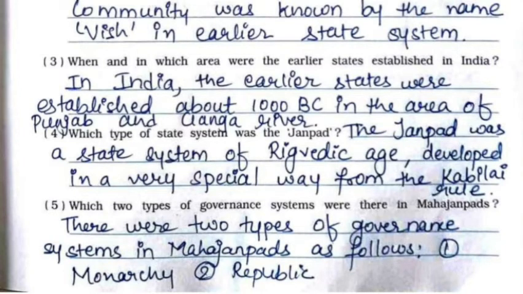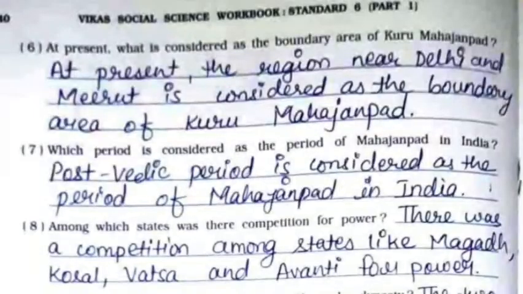Fifth, which 2 types of governance systems were there in Mahajanpadas? There were 2 types of governance systems in Mahajanpadas as follows. First one, monarchy, and second number is republic. Sixth, at present, what is considered as the boundary area of Kuru Mahajanpada? At present, the region near Delhi and Meerut is considered as the boundary area of Kuru Mahajanpada.